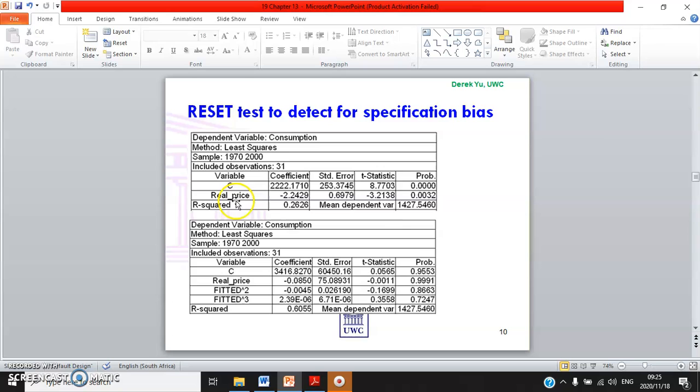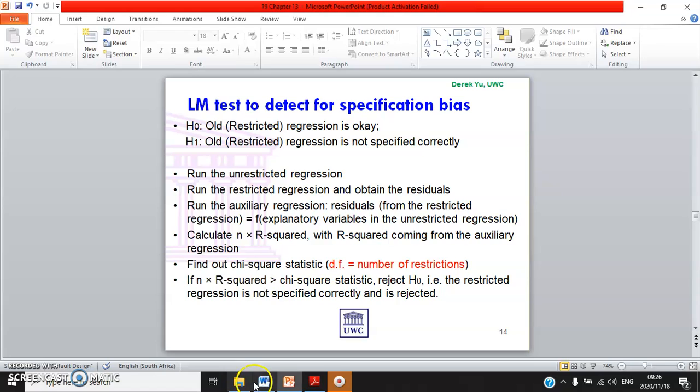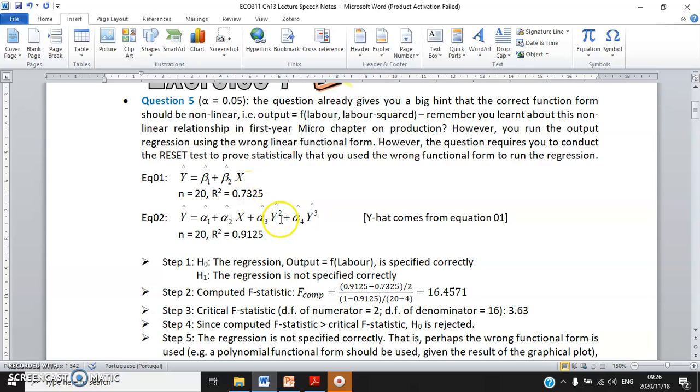Okay, there are a few more examples on the slides, but I want to focus on the in-class exercises. Okay, so let's look at this one. This is my original regression, y as a function of x. Y stands for output, x stands for the labor quantity, actually. Okay, and then from this regression, I derive y hat square and y hat cubed, and I run a new regression. You can see the extra explanation, y hat comes from the first regression. So I run a new regression. You can see I add 2 additional explanatory variables.